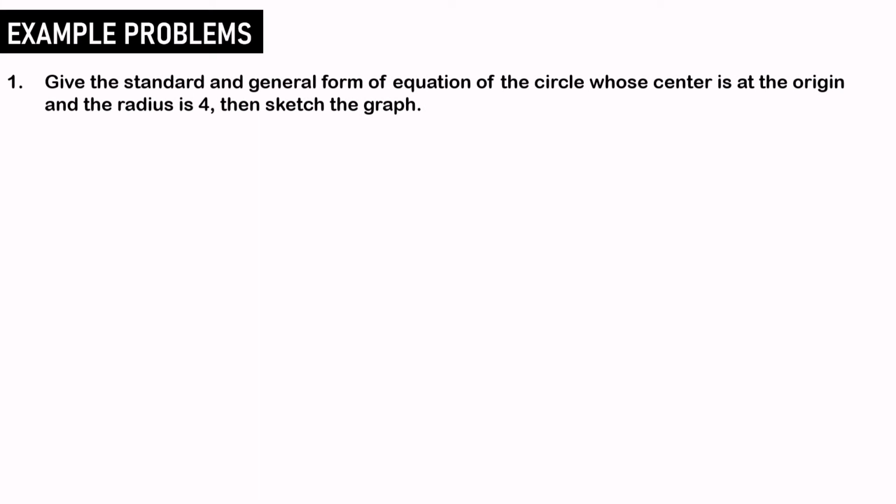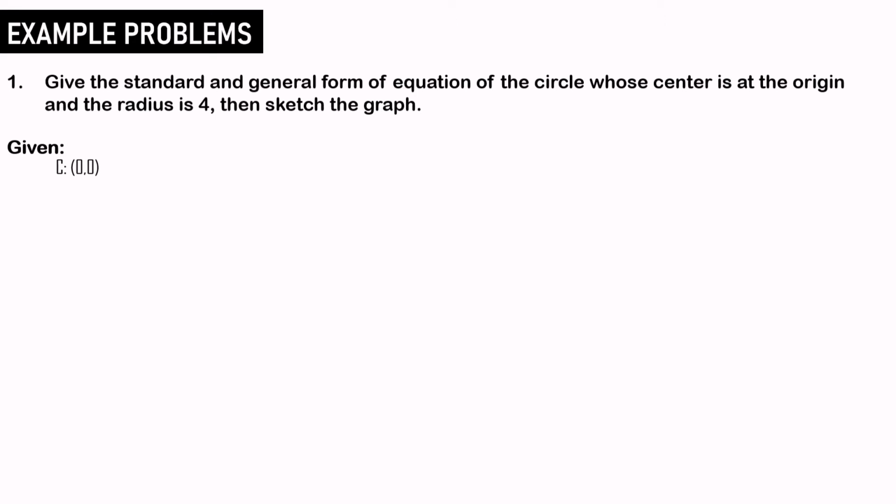Okay? So let's have sample problems. Give the standard and general form of equation of the circle whose center is at the origin and the radius is 4. Then sketch the graph. Okay, so ang una nato buhaton is i-write down sa nato kung unsa ang given. So, given na ta ang center. Ana diri na ang center daw kay naa sa origin. Therefore, our C is at 0, 0.